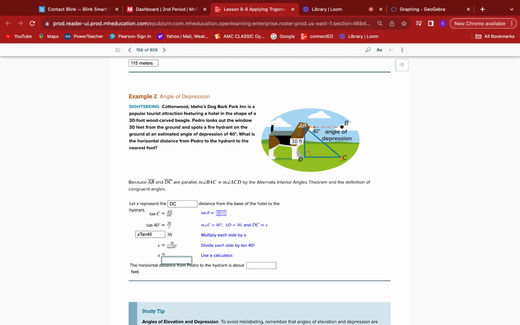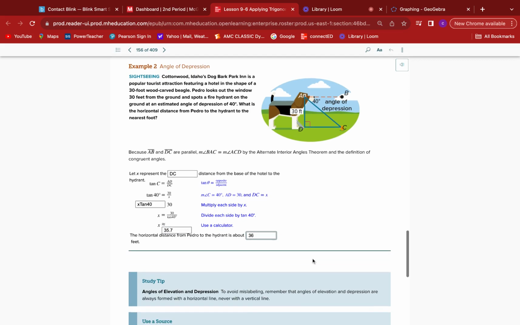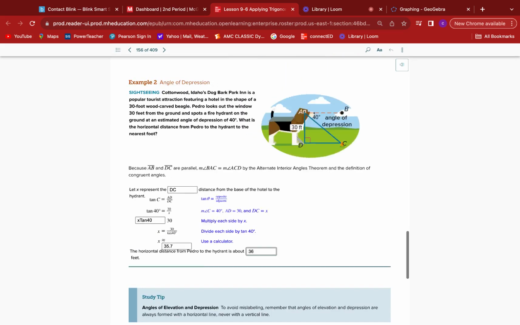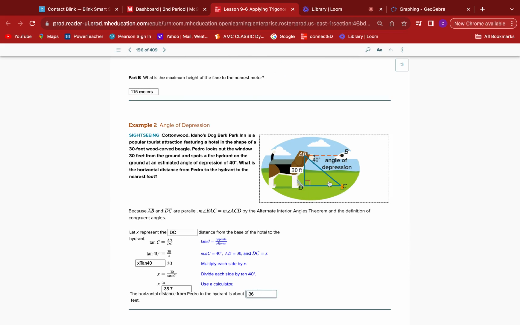All right, so 30 divided by the tangent of 40 is, and what do they want me to round it to? The nearest foot. So that's going to be approximately 35.7. So the nearest foot would be 36 feet, because a 7 makes the 5 go to a 6. 36 feet, everybody. You just found the distance from C to D, which is the distance from Pedro to the hydrant.